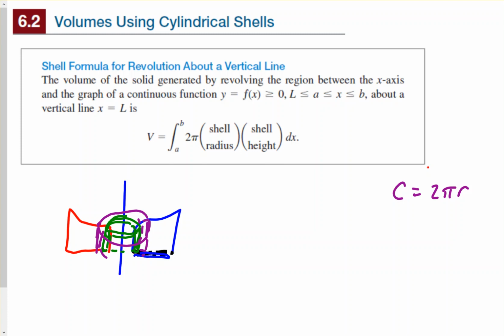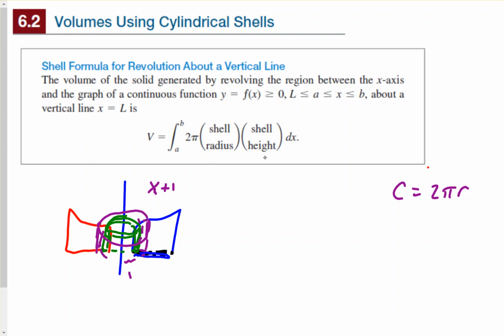A lot of times if you're doing this, it's with respect to x. If the shape is right up against the axis, that radius will be x. If it's a little bit farther away from the axis, then you're going to add whatever number of units away. For example, if this were 1 unit away, then I would say my radius is going to be x plus 1. Okay, that would be the radius.